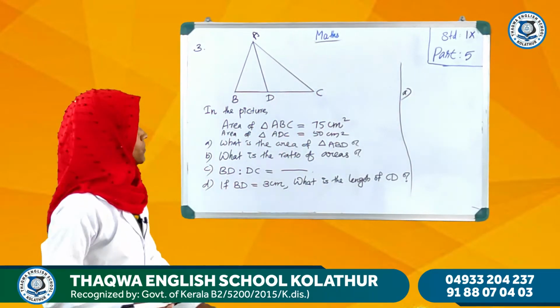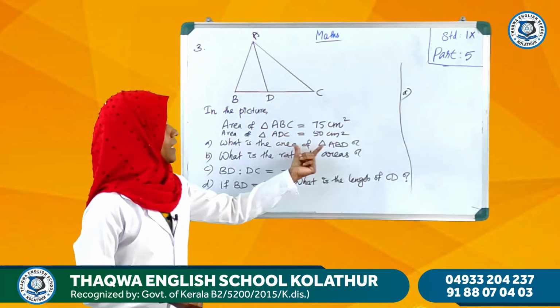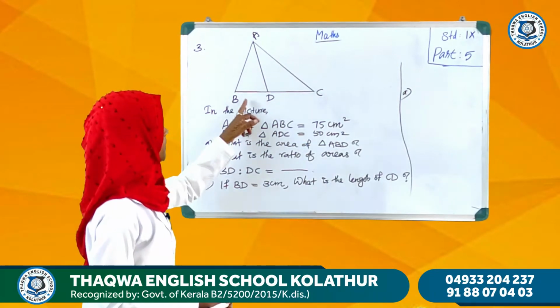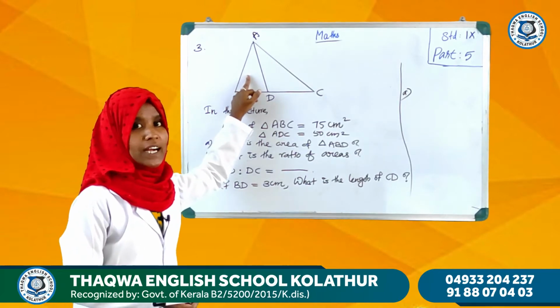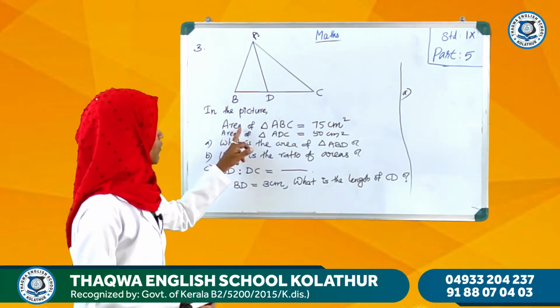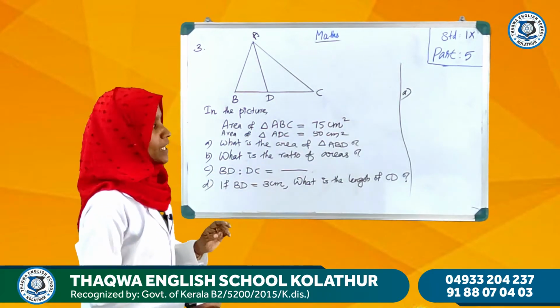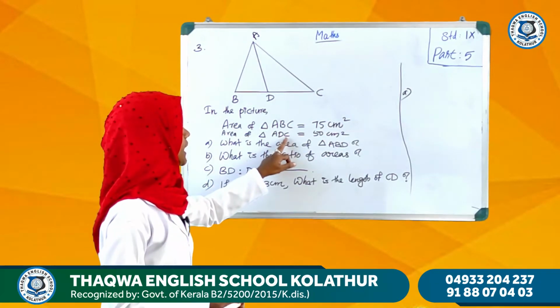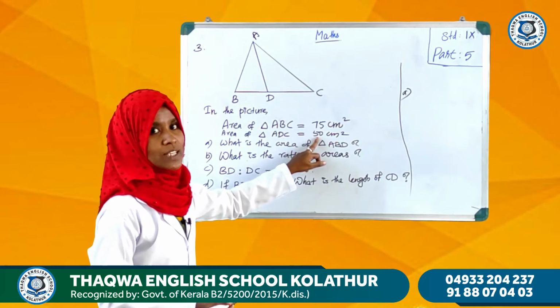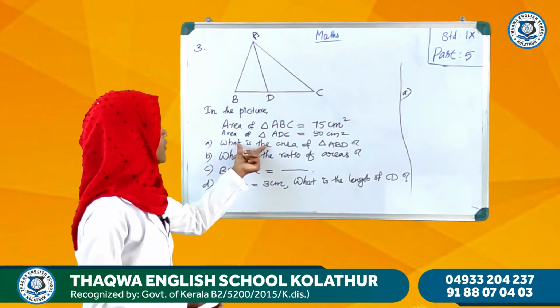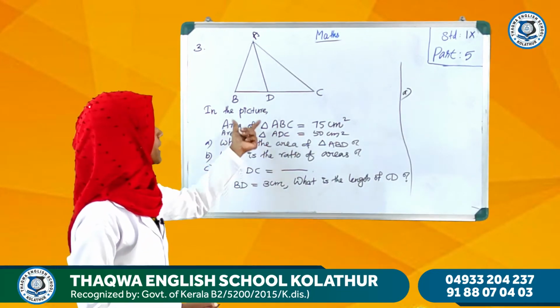So, A part. What is the area of triangle ABD? You have given area of triangle ABC 75 square centimeters. Area of triangle ADC is 50 square centimeters. So how can we find out the area of triangle ABD?